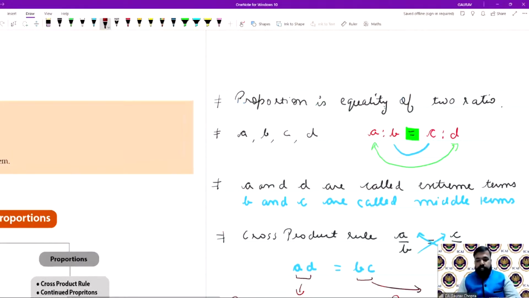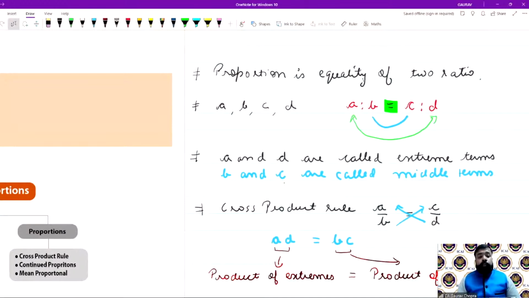So let us see once again what is basically a proportion. Proportion is simply equality of two ratios. जब दो रेशियो बराबर हो जाते हैं, इक्वल हो जाते हैं, तो उसे कहा जाता है proportion. हिंदी में कहते हैं इसे समानुपात.